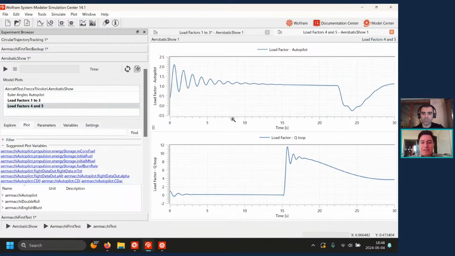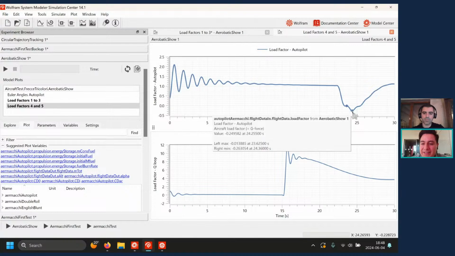And we also see the load factors for the autopilot. At first, some oscillations. This is expected because you're initializing your airplane already flying. And then you're going to have some oscillations that in the end will just fade out. And we have a little bit of negative G's because in the end, once the airplane has reached its altitude, boom, it just corrects down.